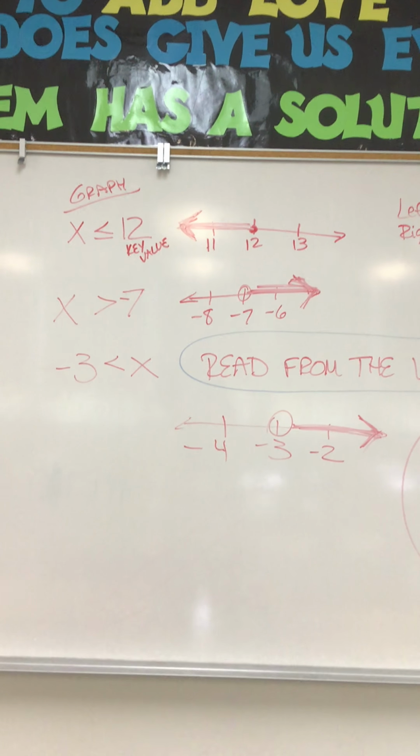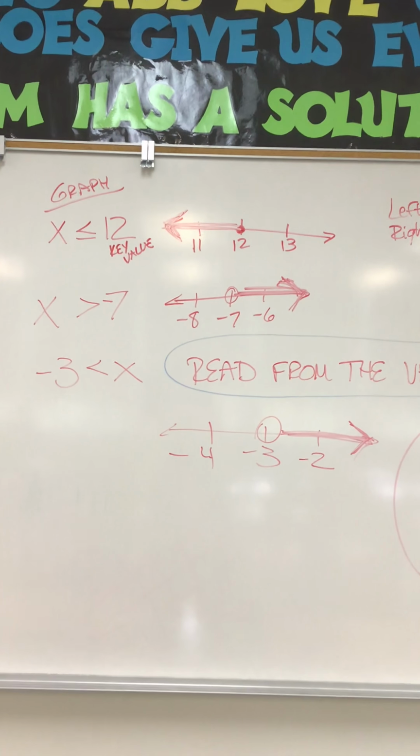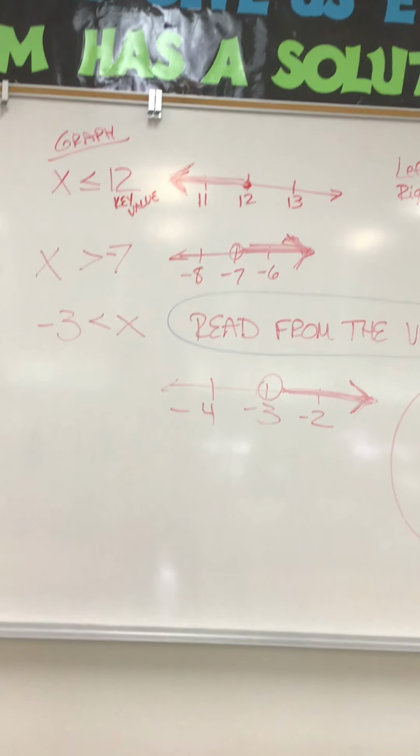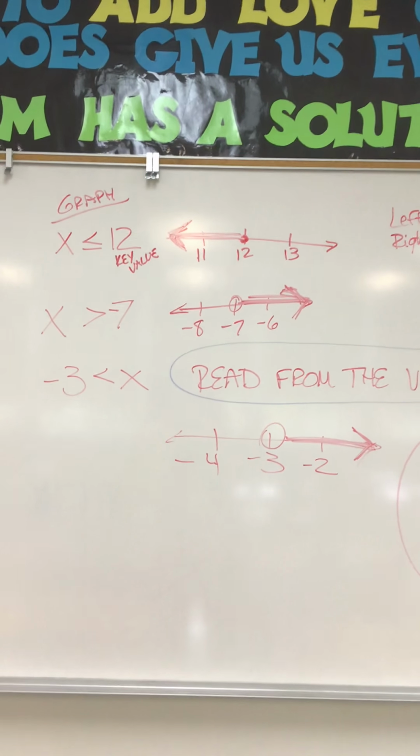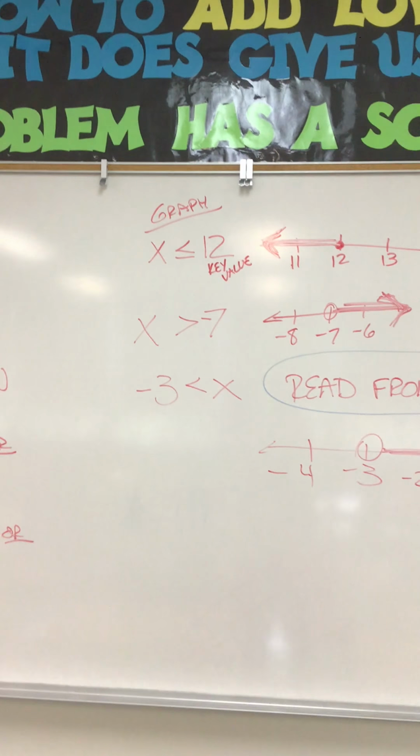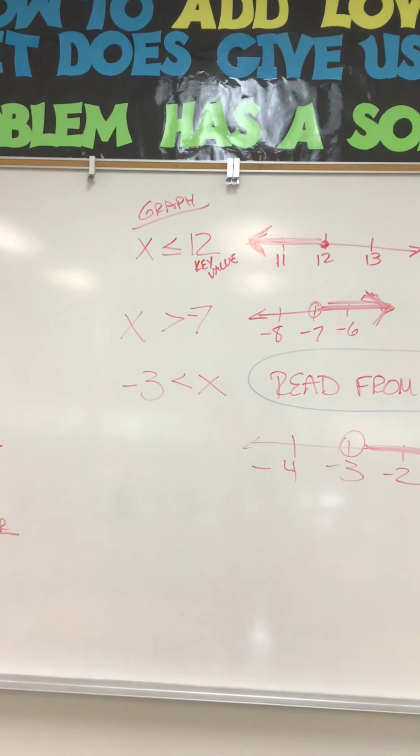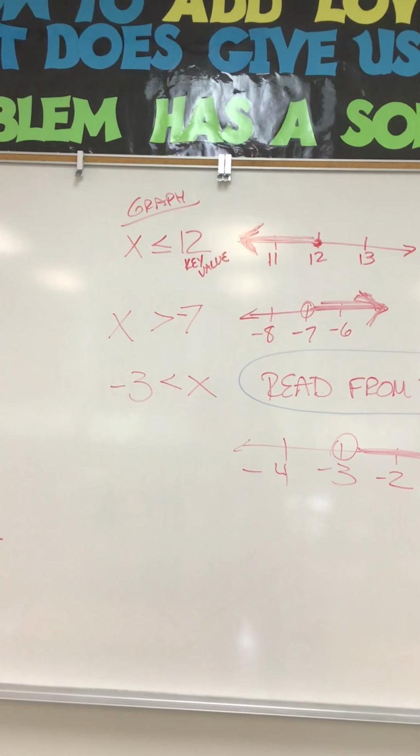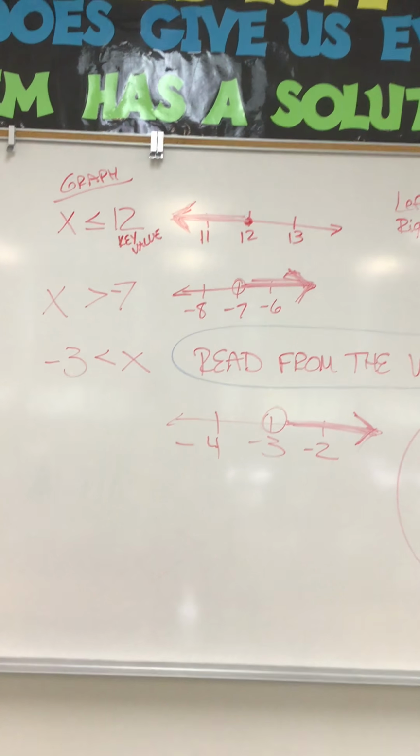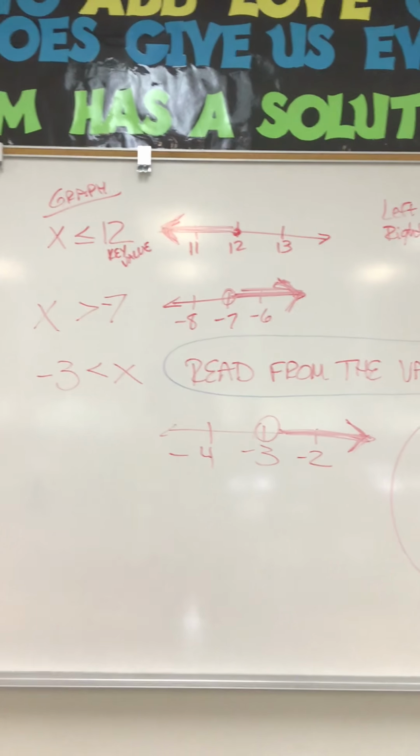Second example, x is greater than -7. Put my key value in the middle, -7. Put one that's greater than it, -6. One that's less than it, -8. It's going to be an open circle on -7 because it is not part of the solution. If I plug -7 in for that x, I would get -7 is greater than -7. Is that a true statement? No, it is not a true statement. So -7 is not a solution, right? It's not part of the solution. So I put an open circle around -7 and I shade where x is greater than that, which is to the right.